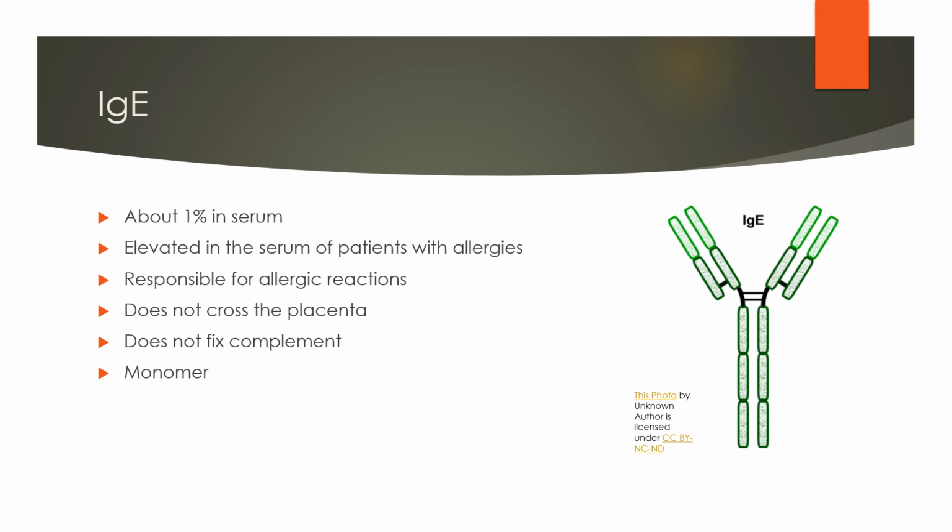IgE is the last immunoglobulin that I want to talk about today, and there are minute amounts in serum at less than or about 1%. Almost all of the IgE antibody is attached to tissue mast cells, and some are present on basophils. A mast cell is a tissue cell that contains histamine and heparin and plays a role in allergies. It is elevated in serum from allergy patients, and it's also elevated in parasitic infections. It is responsible for allergic reactions. It does not cross the placenta, does not fix complement, and is monovalent, meaning it only has one combining site.